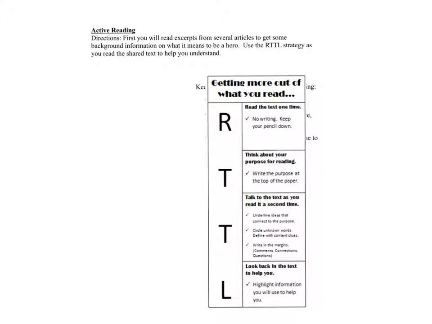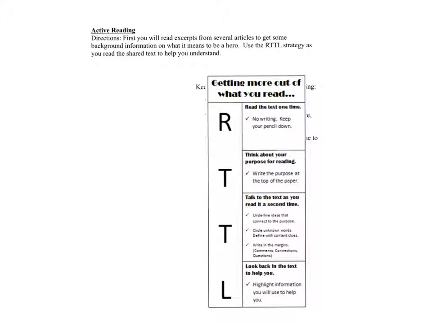So today we are going to look at an article titled "What is a Hero?" and we're going to use the rattle strategy to help us think about the information as we're reading. I'm going to start with the first paragraph or two, and then you will continue rattling the passage to submit on Schoology. So let's review first.